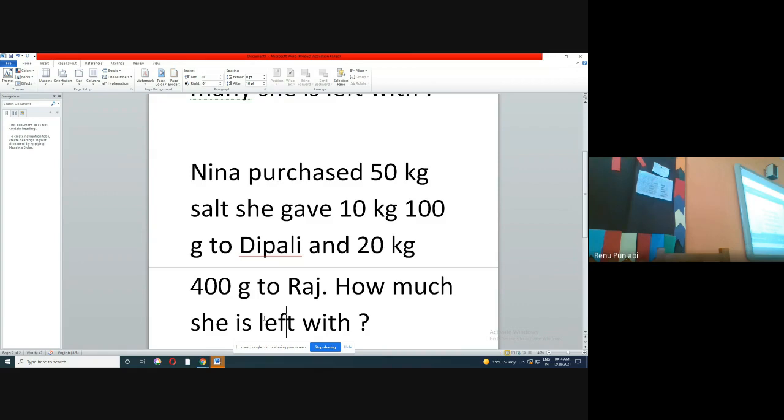Suppose you have 10 chocolates. Total is the 10 chocolates you have. Out of 10, you have given 3 to Shivani, 2 to Dignesh. How much is left to you? 5. How did you calculate? First, you added these two, 5. And from 10, when you subtracted 5, the answer is 5. It is the same thing. The total you have is this, and the distribution to two persons is this. First, you add what you have given to the other persons and then subtract from the bigger number.